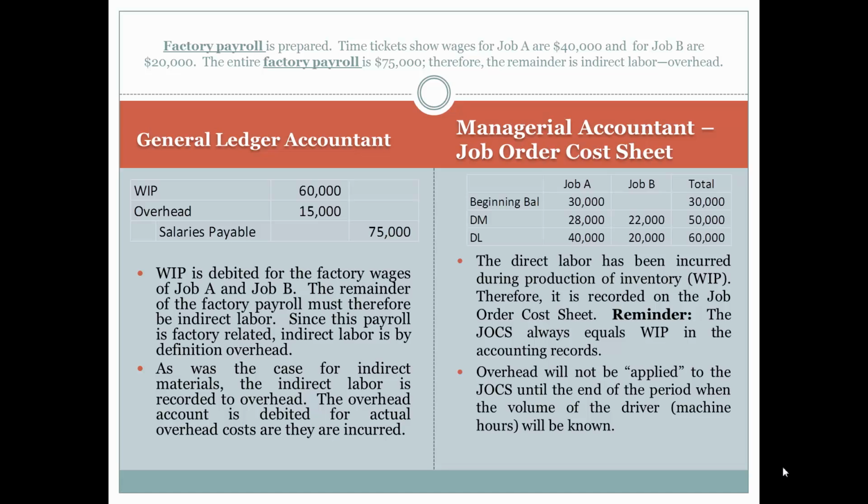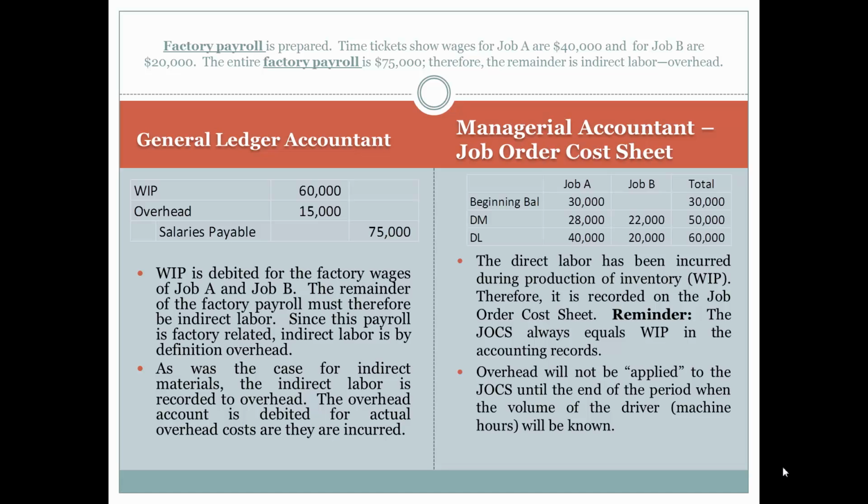Factory payroll is prepared. Remember, everything related to the factory is going to have components of overhead because it's related to the factory. Time tickets show wages for job A are $40,000 and for job B are $20,000. The entire factory payroll is $75,000. Therefore, the remainder is indirect labor or overhead.